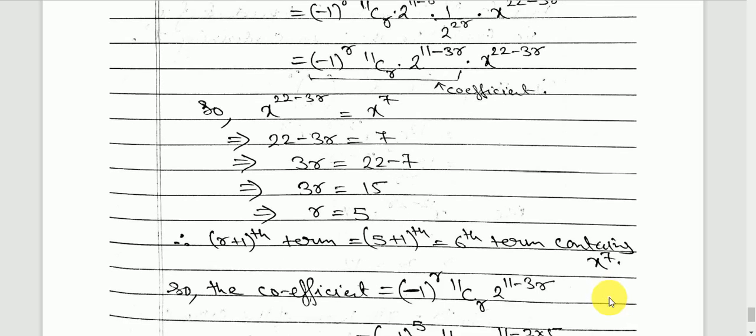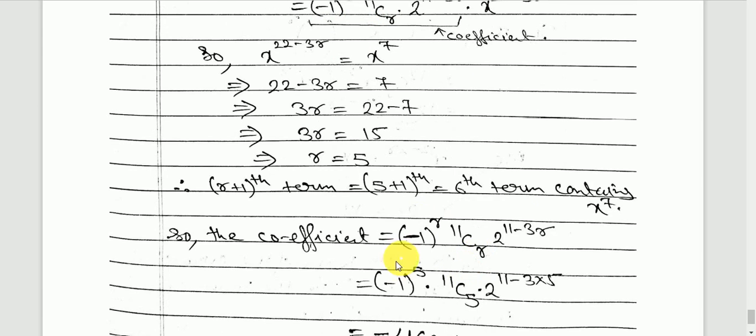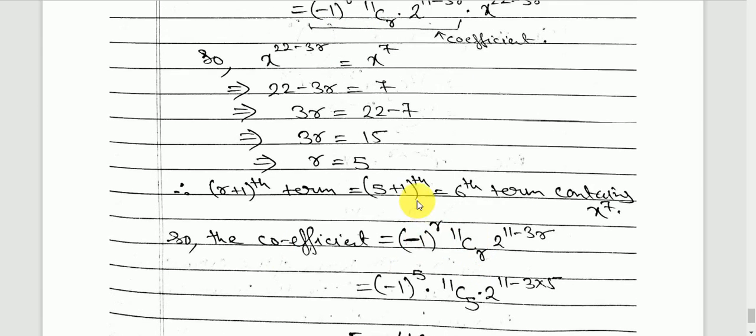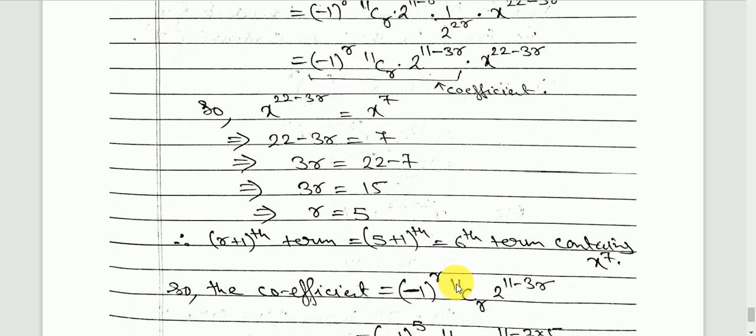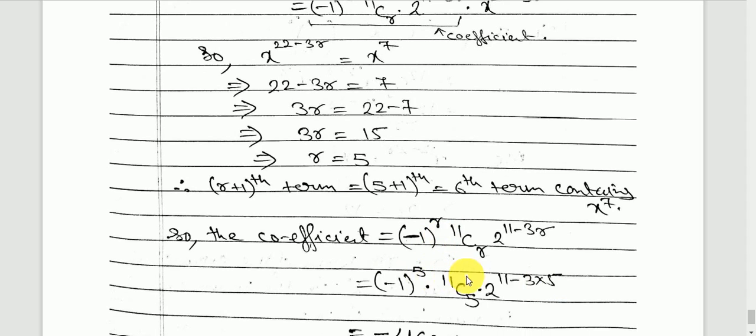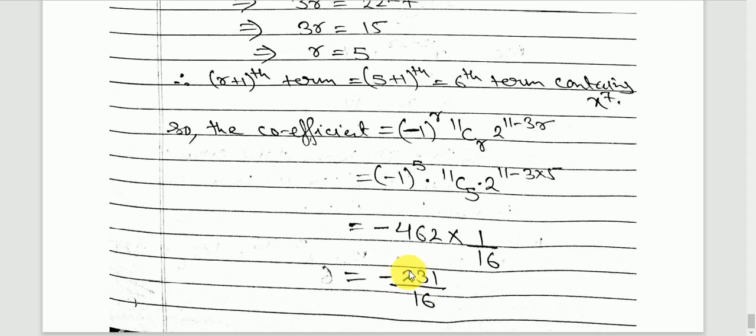Now we have to find the coefficient. From here only, you just forget the x part. Whatever you have over here, in place of r you put 5. So the coefficient will be equal to minus 1 to the power r, 11Cr, 2 to the power 11 minus 3r. Put 5 in place of r. Calculate, and you will get the coefficient minus 231 upon 16. So this is all for this class.